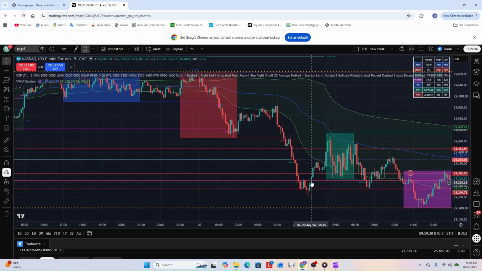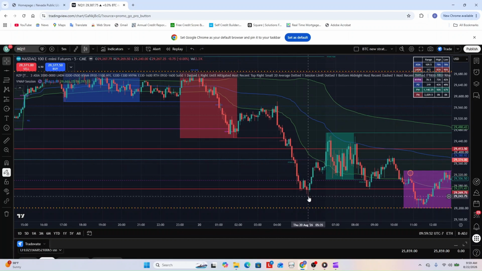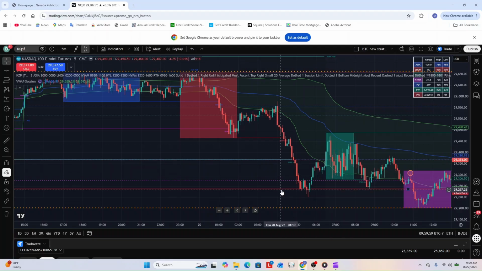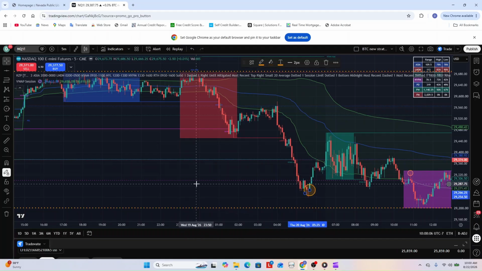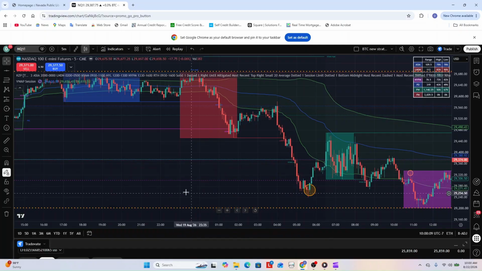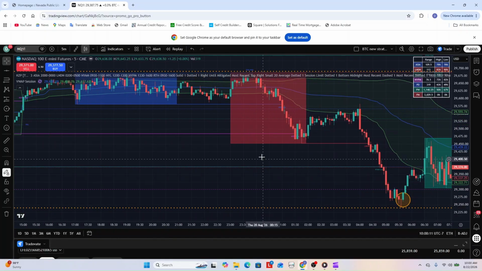And this actually worked out to be a beautiful trade. Let me get rid of these lines here. Keep that one, and get rid of this one. So this one actually worked, and this was pre-market. All right, and this is still Thursday.